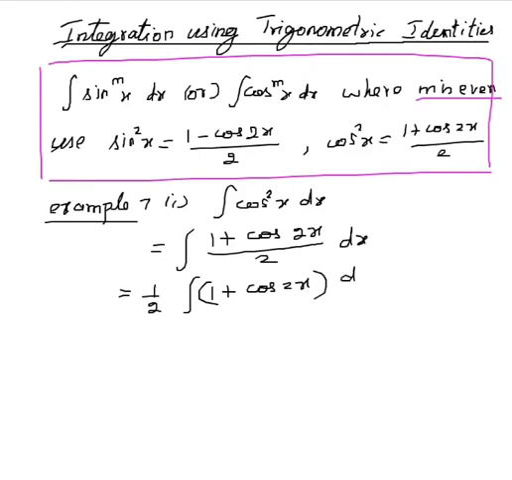Now integral 1 plus cos 2x dx is easy to integrate. Integral of 1 with respect to x is x and integral of cos 2x is sine 2x divided by 2, and plus c.